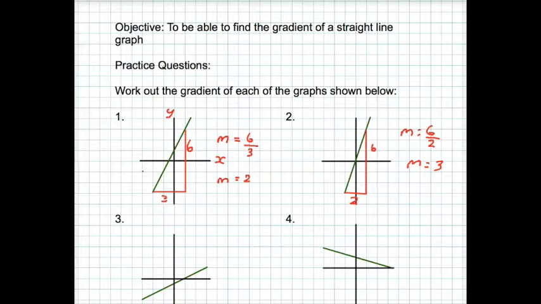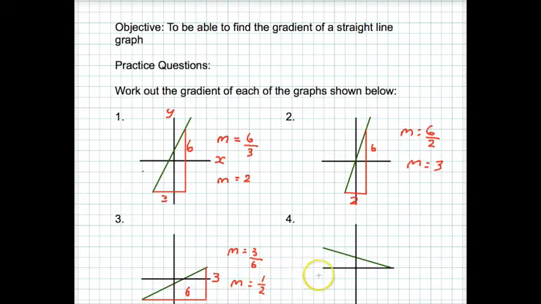Question 3 then. This one's a little bit more tricky. If we have a look this time, we can take this point here, and go along right the way to the end there, and then up. Here we've got a difference in y of 3. And the difference in x, 2, 4, this is 6. Remember, it's the difference in y divided by the difference in x. So our gradient this time becomes 3 divided by 6, which could be simplified to a half.